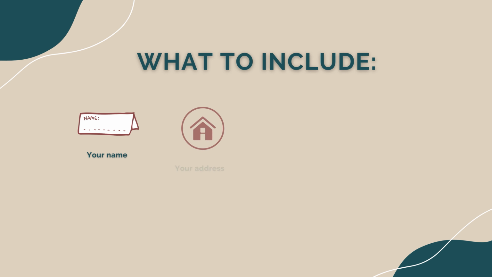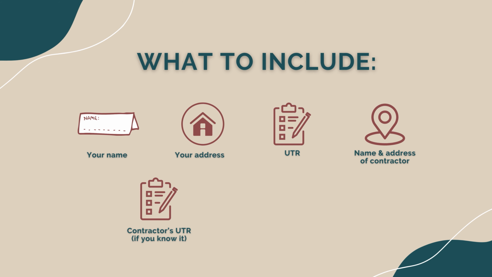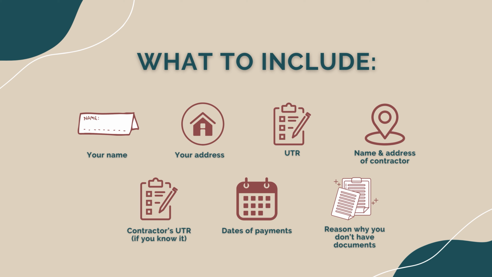Include the following information: your name, address, UTR number, which is your unique taxpayer's reference, the name and address of the contractor, the contractor's tax reference if you know it, the dates of the payments or the tax months when the contractor paid you, and the reason why you do not have the statements or duplicates.